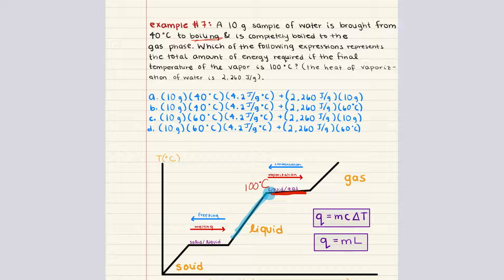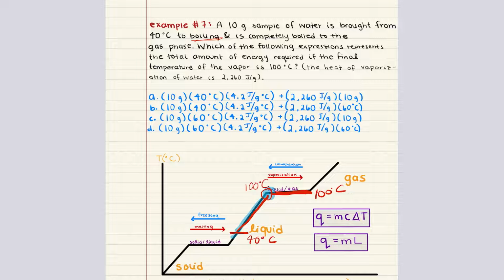Now, in this problem, we're told we start off at 40 degrees Celsius, and then we heat up the water until it reaches the phase change point, the boiling point specifically. So the temperature increases first from 40 degrees Celsius to 100 degrees Celsius. Then when it hits 100 degrees Celsius, the sample is completely boiled to the gas phase, all right? And then that's it. That's the information we're given. And then we're asked for the total amount of energy required if that final temperature is at 100 degrees Celsius and we've had that complete phase transition from liquid to gas.